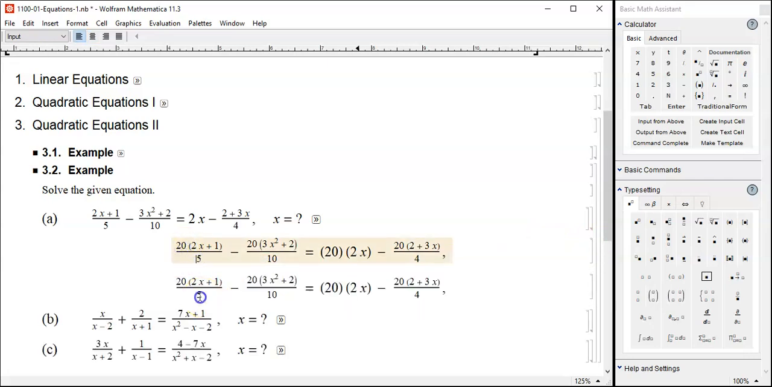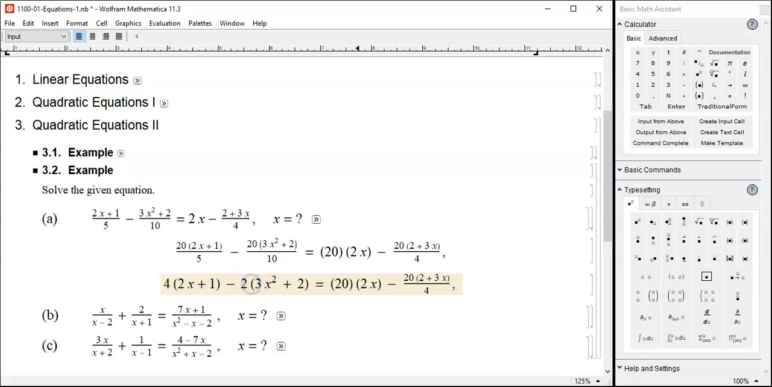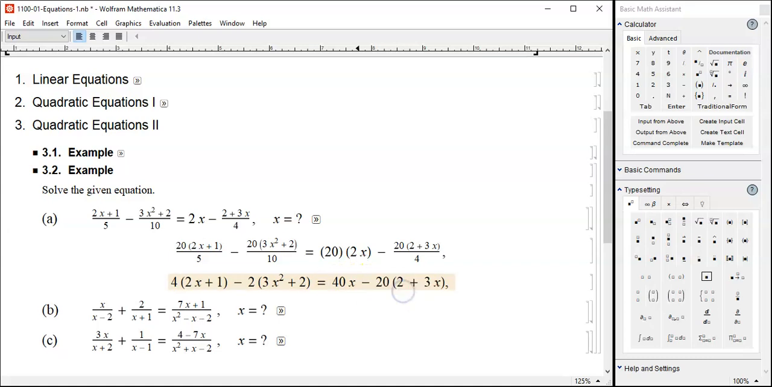Okay, and then let's remove the denominators. 20 divided by 5, that's 4. So we have 4 times 2x plus 1. 20 divided by 10 is 2. So we have 2 times 3x squared plus 2. And 20 times 2x, that's 40x. And 20 divided by 4 is 5. So no more denominator.